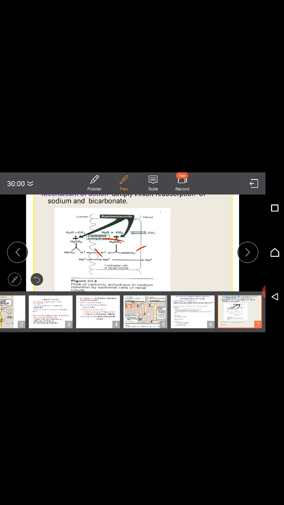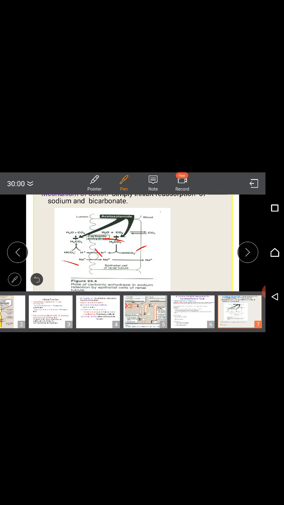Water and carbon dioxide combine and form carbonic acid with the enzyme carbonic anhydrase. When carbonic acid is formed, it splits into bicarbonate and hydrogen. When this hydrogen goes out, the sodium hydrogen antiporter works. Anti means opposite, right? One goes out means the other will enter. So hydrogen goes out means sodium will enter. When this hydrogen enters the lumen, it combines with another bicarbonate molecule and forms carbonic acid again, and with the help of carbonic anhydrase it splits into water and carbon dioxide. Like that the process will continue.